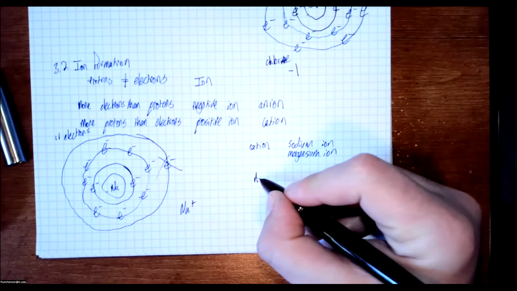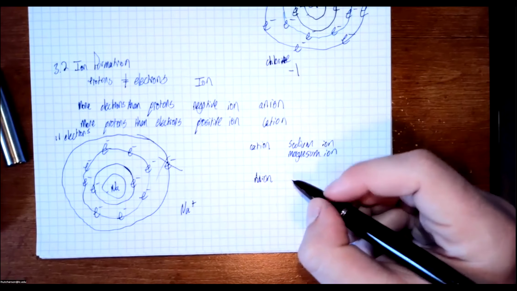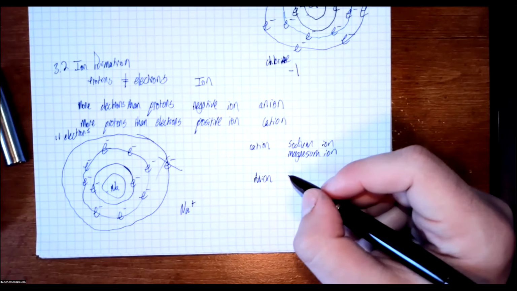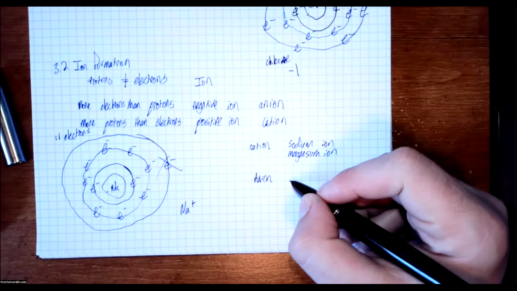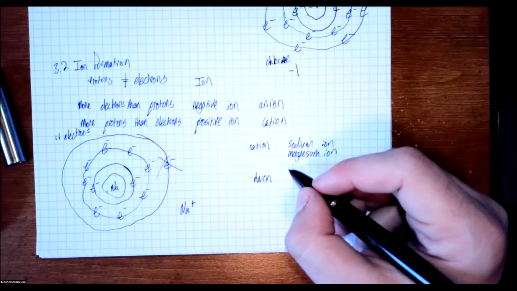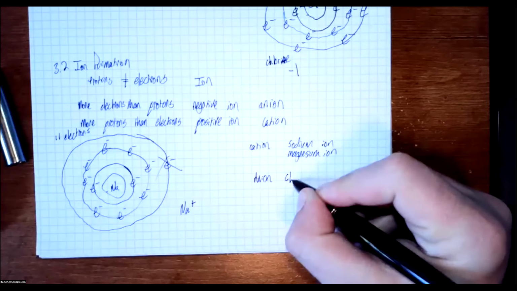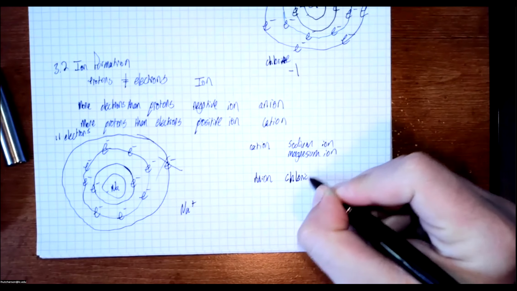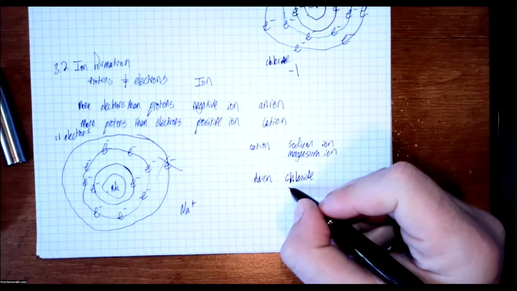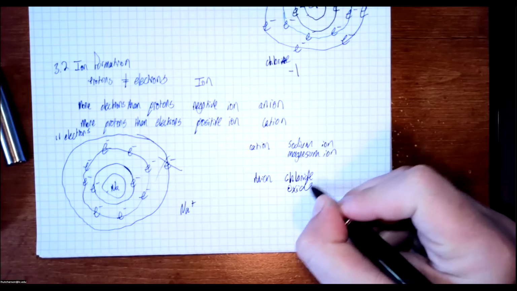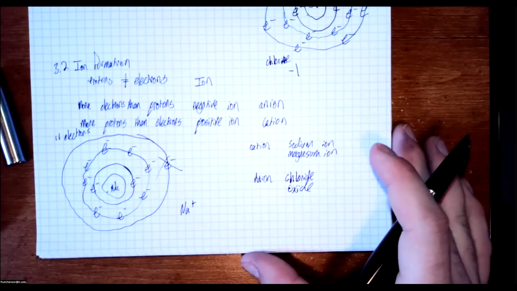Now, for anions, we have a little bit of a different rule. For an anion, we change the ending to IDE. So a chlorine ion, we actually call chloride. An oxygen ion, we call oxide.